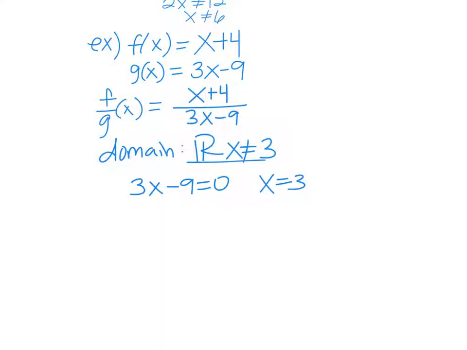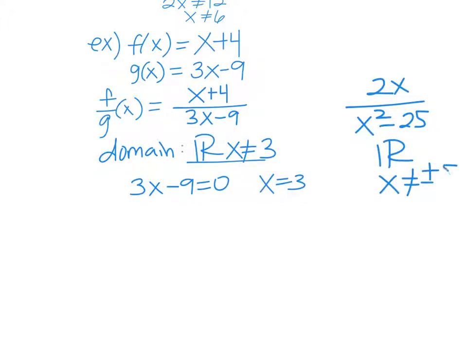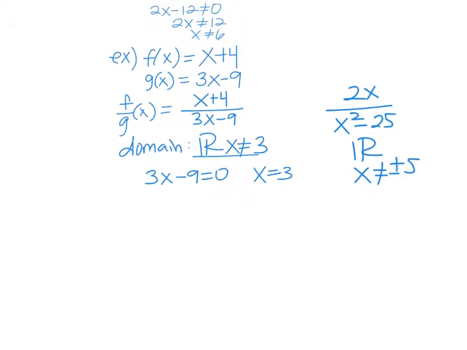Like if you had something like, let's say you had 2x over x squared. Do you always do the denominator? Yes. X squared minus 25. What would the domain of that one be? 5. Or negative 5. See that squared right there? So this would be, I know, all reals except for plus and minus 5. Tricky. Very tricky. All right, let's move on.